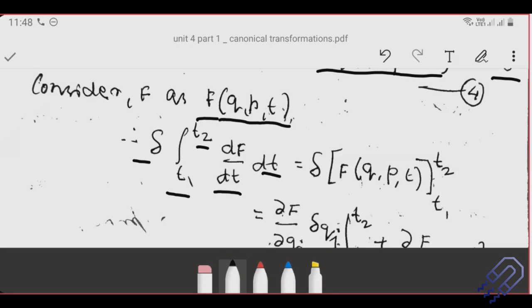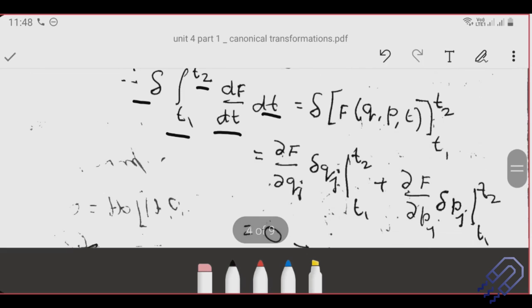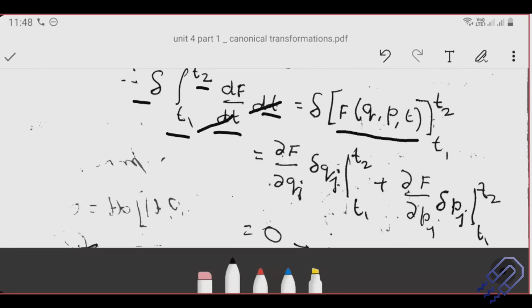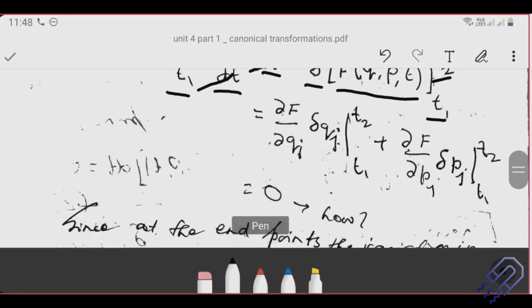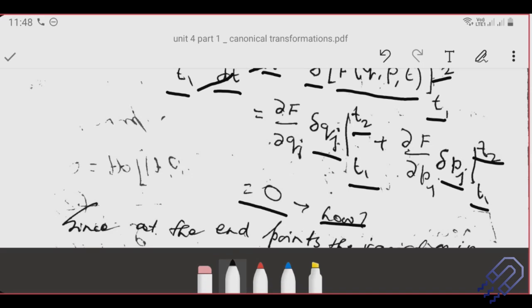So this dt and this can get cancelled. I've got just the integration of df, so it will be nothing but f. And we'll integrate it from t1 to t2, and then there is a variation delta. So if I do this calculation and do the partial differentiation, at the end point the variation is nil. The variation with respect to Q or with respect to P at the end point is 0. The question is how? I think I explained it yesterday.